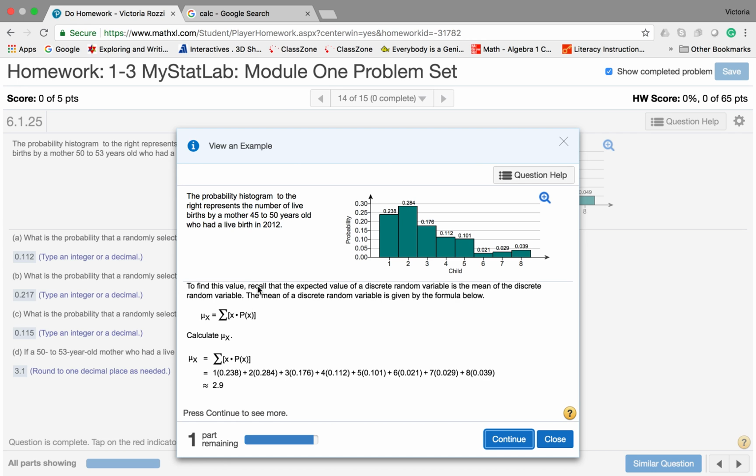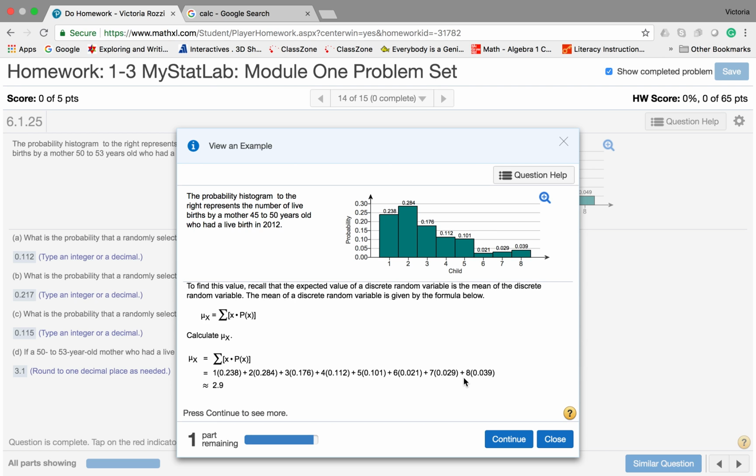So 1 had a probability of 0.238, so I'm going to multiply those together. 2 had a probability of 0.284. I'm going to multiply those together. 3 had a probability of 0.176. I'm going to multiply those together, and so on. And I'm going to add all of those together. So that's all that formula means. And you can probably see now why I wanted to show you how to do that.